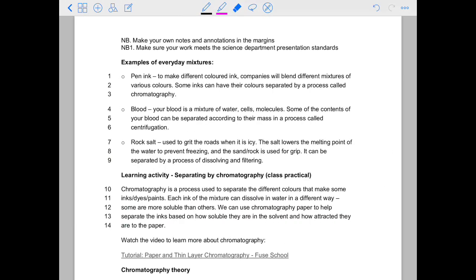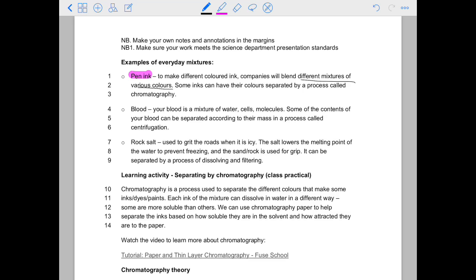Now we'll have a look at some different examples of some mixtures, some of which you might be using right now. So the first example we're going to look at is pen ink. You might have your favorite blue pen, and then when you pick one up of a different brand and go to write with it, you'll notice that the color of blue is a little bit different. That's because each company will blend different mixtures of the different colors together. So it will never be the exact same if it's a different company.